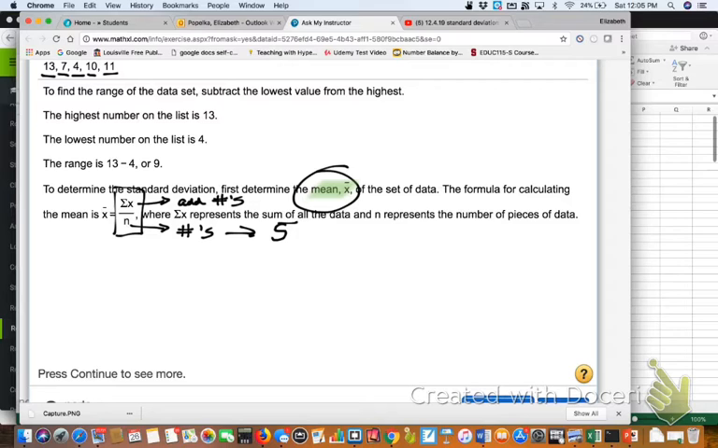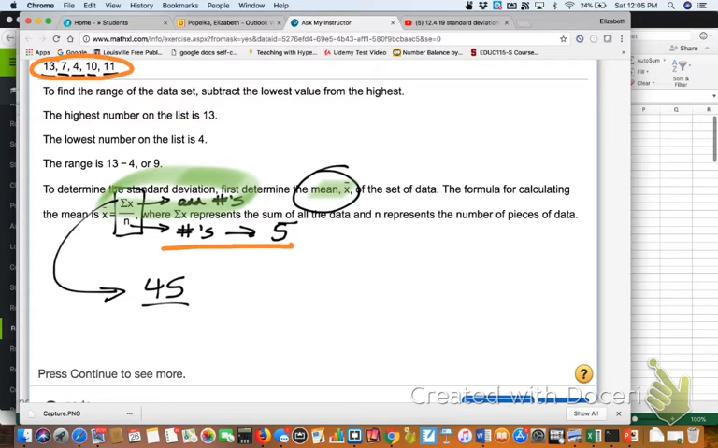So in other words, we're going to take all of the numbers, add them together to get the sigma x, to get the sum, and then divide by the number of numbers that we have, which in this case is 5. So I'm going to take care of that by adding all the numbers together. I'm going to add 13 plus 7 plus 4 plus 10 plus 11. And when I did that, I got 45. So I'm going to take that 45 and divide it by the number of numbers that I have in the data set. So 45 divided by 5 is 9.